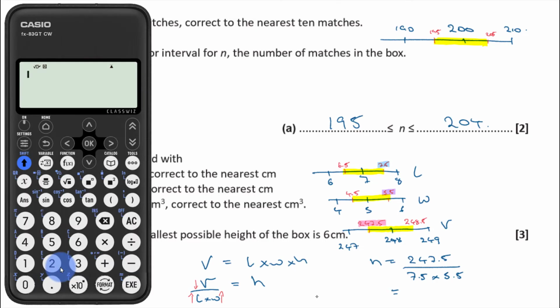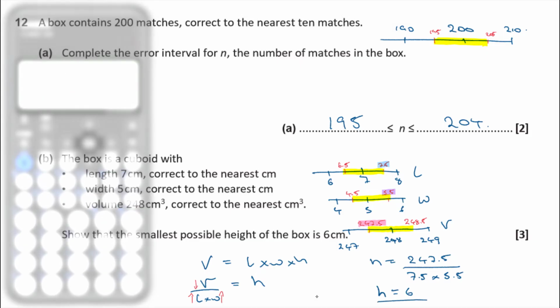Okay, so what's that then? 247.5 divided by 7.5 divided by 5.5. That comes out to be 6. H is equal to 6, as required.